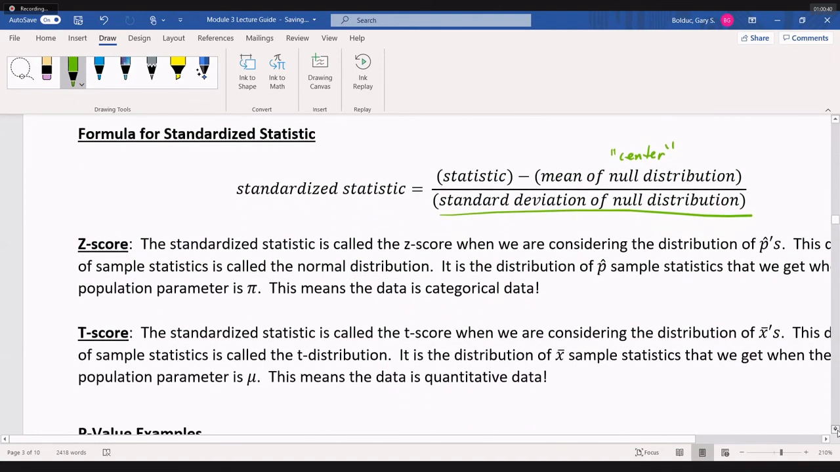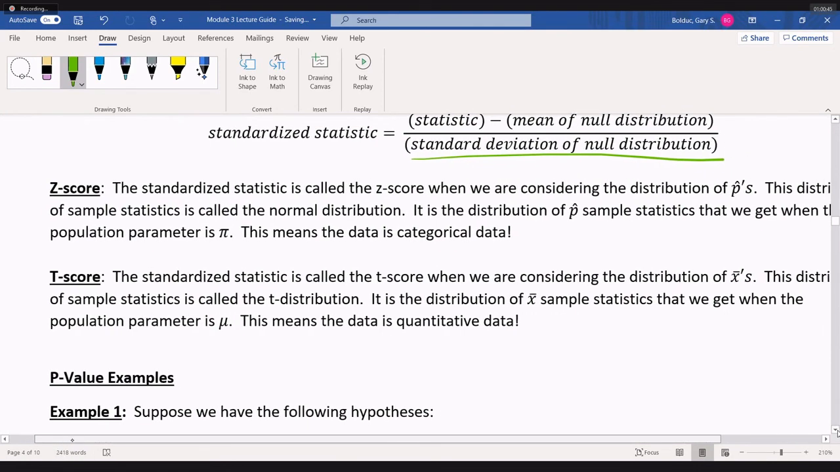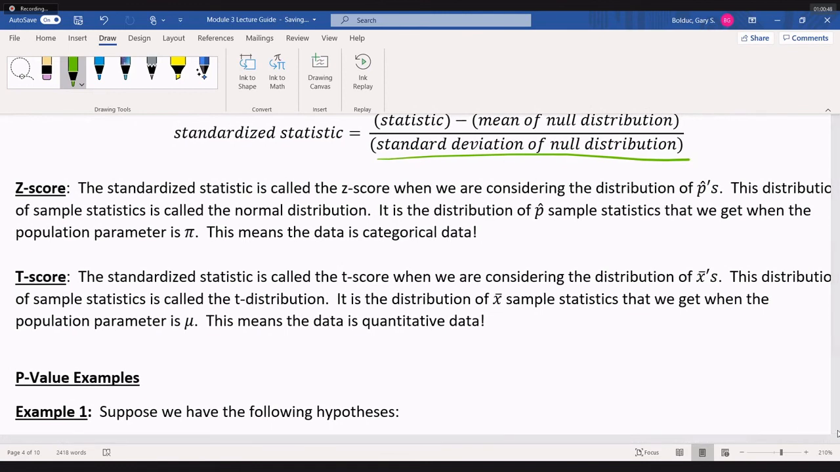All right. So the only thing left to mention here, and it's not going to be a key point for us at all, is there are two standardized statistics that we'll deal with. And the way we're going to split the difference on these is we are going to just call the standardized statistic a z-score whenever you're dealing with categorical data, proportions. If, on the other hand, you have means, averages, quantitative data, you're going to be using a t-score. And we're not going to get into why. If you're interested, I'm happy to talk about it.